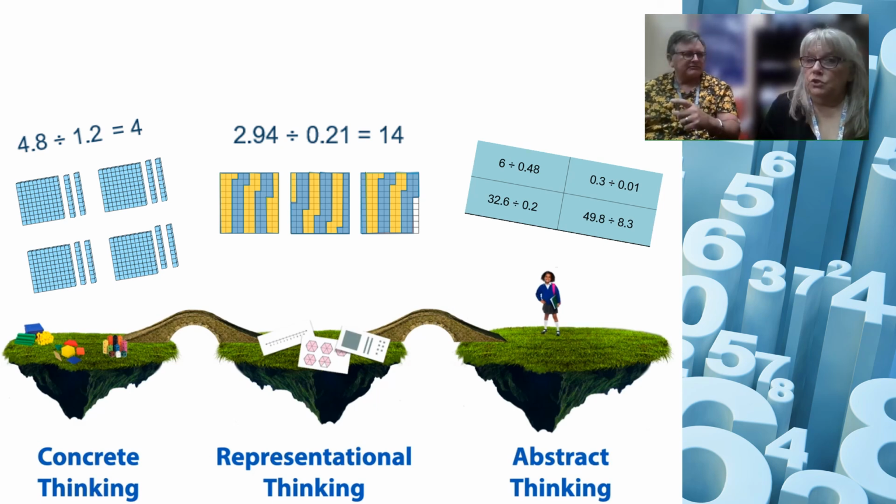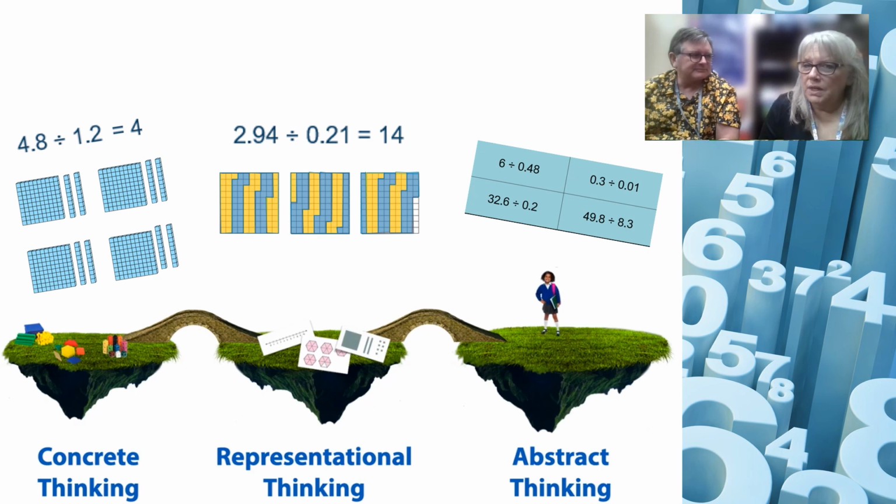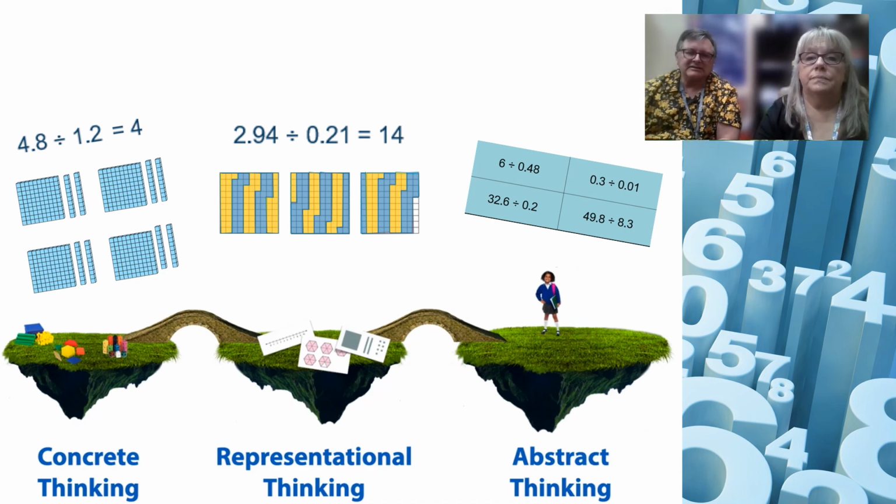So you're visualizing those models. I could see that flat, and I could see 5 groups of 2/10 in that whole. Once I knew that, then I just multiplied it by the 32 wholes. So they need to be able to visualize those models in order to do the estimation that's required when we start working with decimal division using abstract thinking. Exactly.